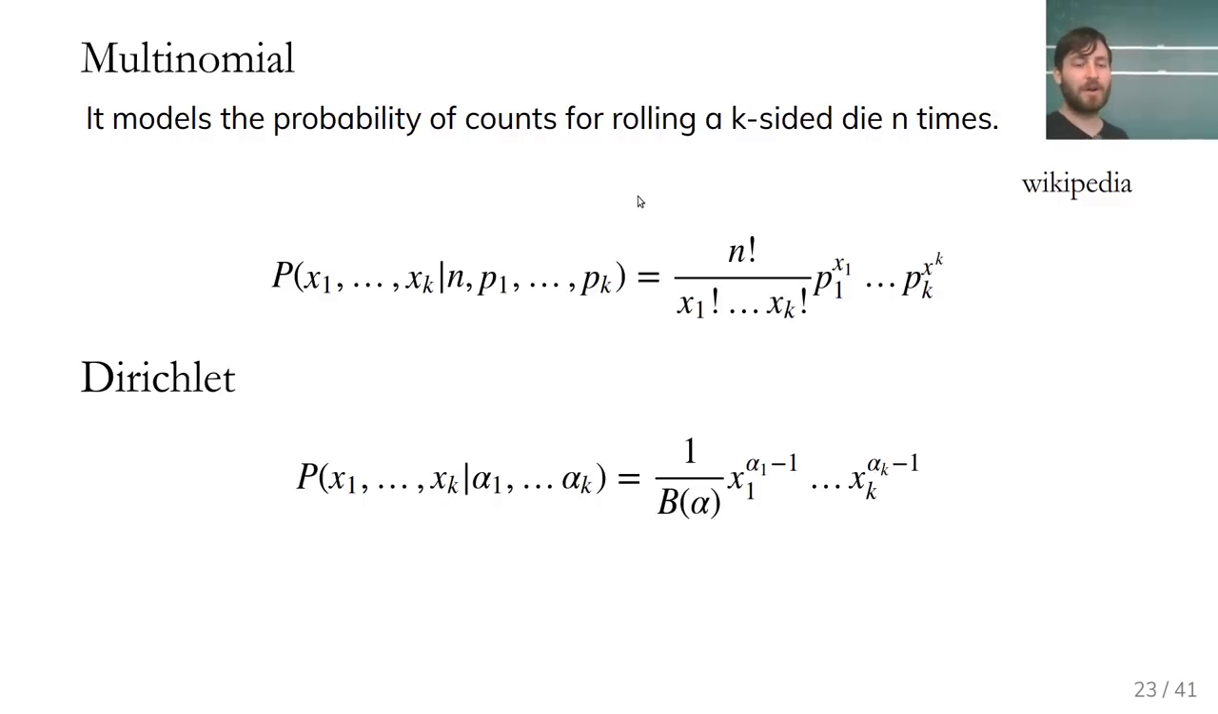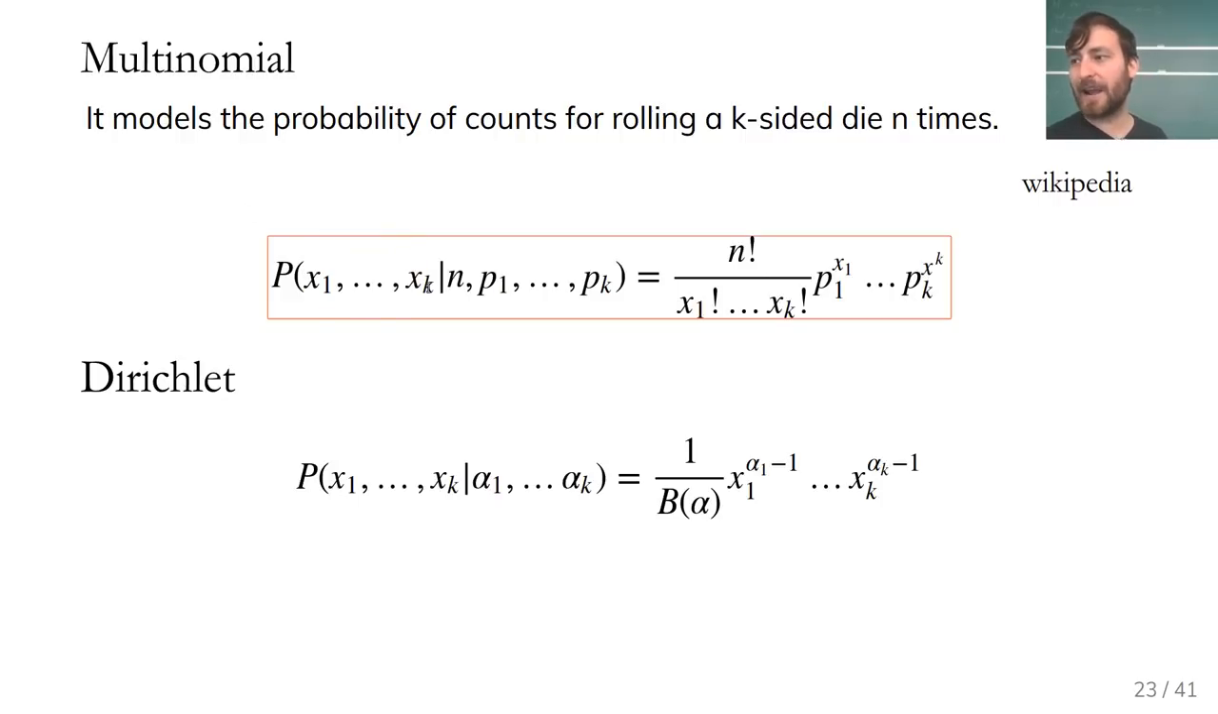All right, so now we also have this Dirichlet distribution. The Dirichlet distribution is what's called the conjugate prior for the multinomial. So if you look at this multinomial distribution, which you're hopefully somewhat familiar with, we have the probability of observing the counts x1 to xk. So this is how often we arrive on the k sides, given that I roll the die n times, and this is the weights of the sides.